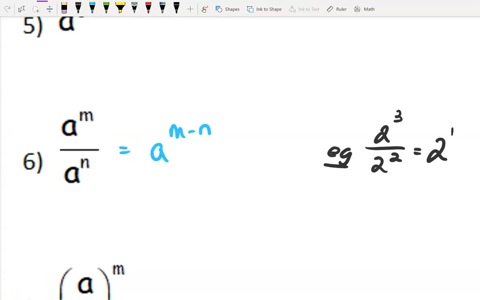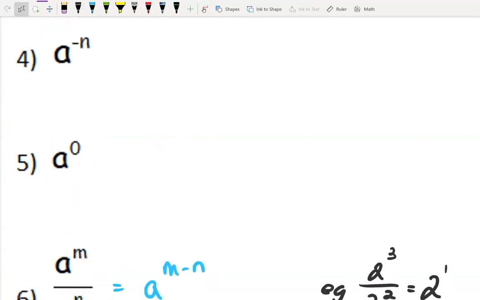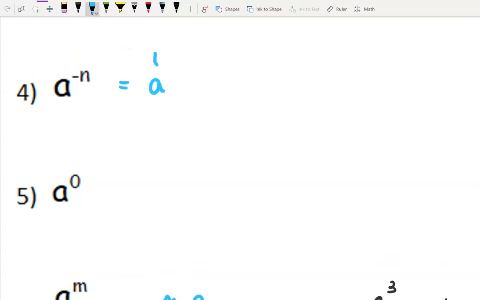Okay, so why does that apply to number 4 here? What do we do with a negative exponent? Anytime you see a negative exponent, it will become a reciprocal. The exponent becomes positive by making it a reciprocal.